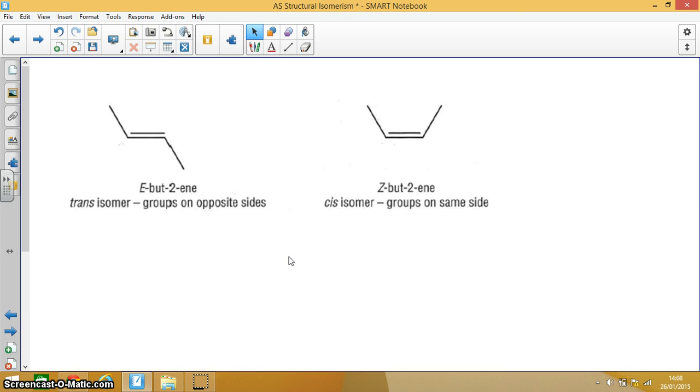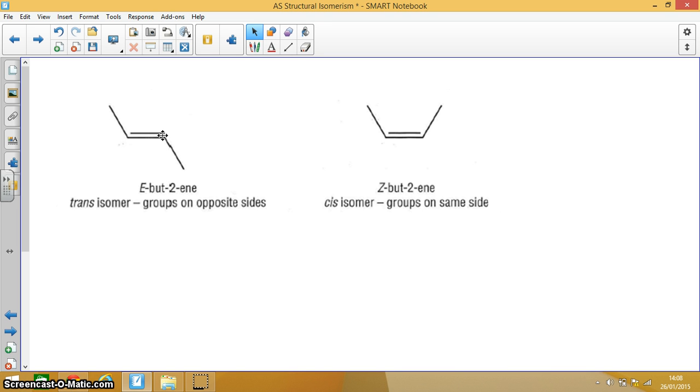Again, the double bond is between the second and third carbon, but in this case the molecule is in the cis configuration, so the carbon at position 1 and the carbon at position 4 are on the same side of the carbon-carbon double bond, whereas the carbon at position 1 and carbon at position 4 in this molecule are on opposite sides of the carbon-carbon double bond. And that is EZ isomerism.